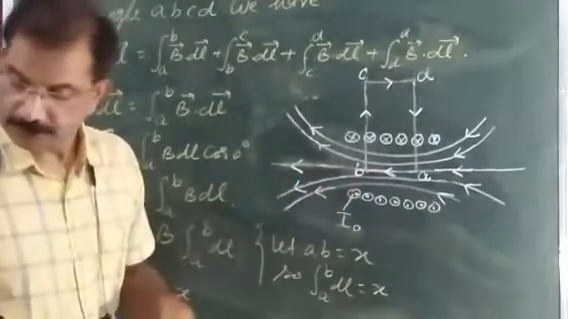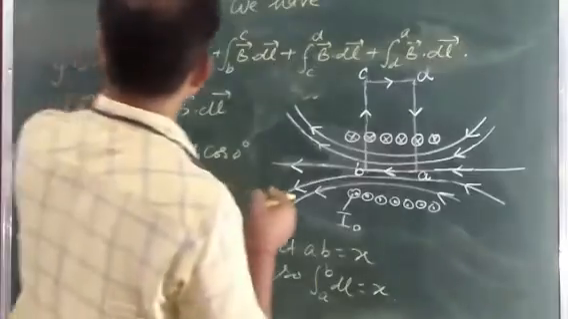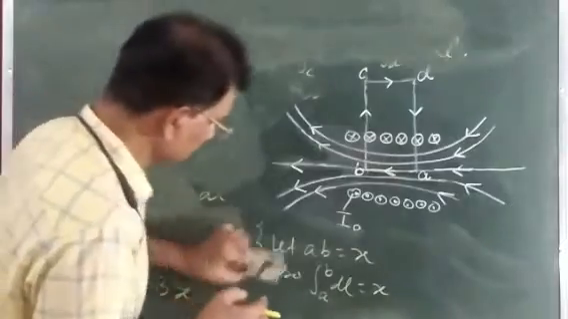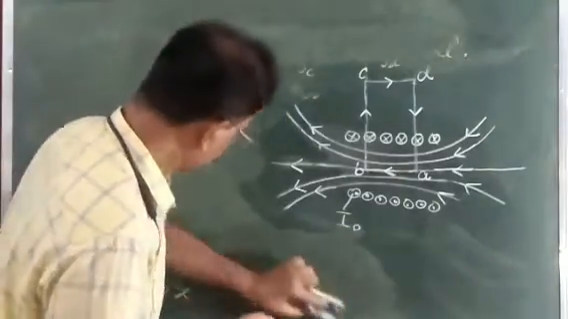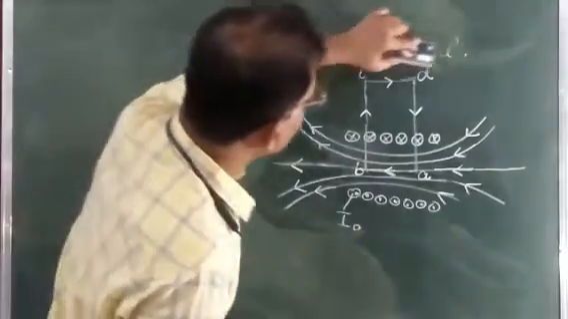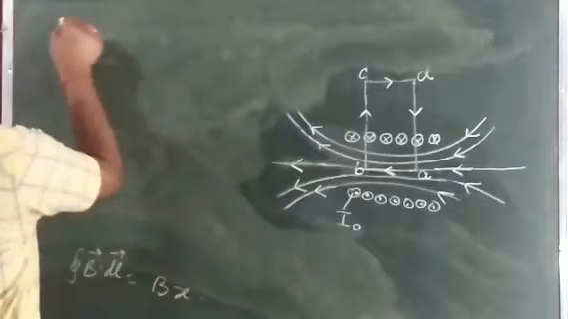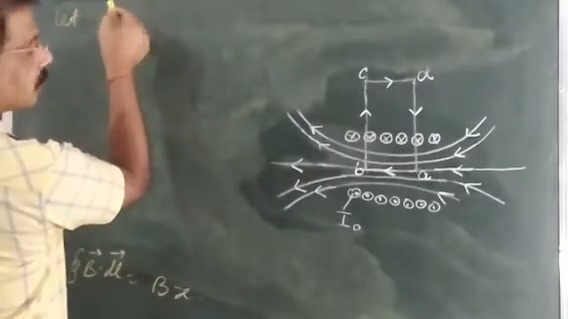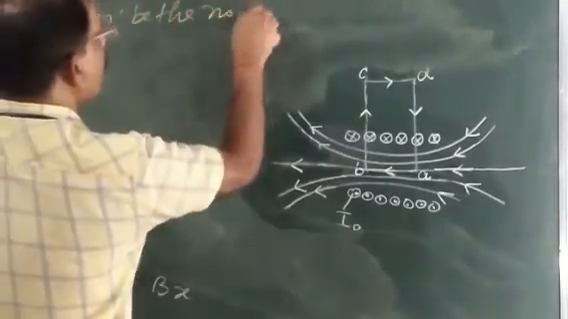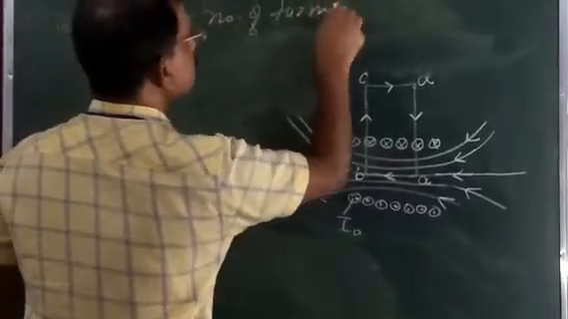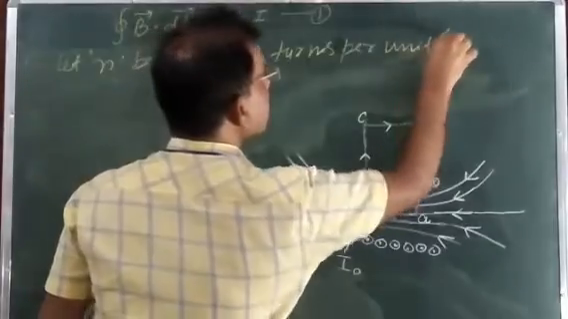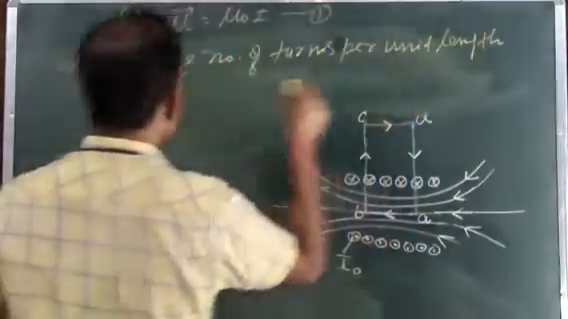And now let us consider, let n be the number of turns per unit length of solenoid.